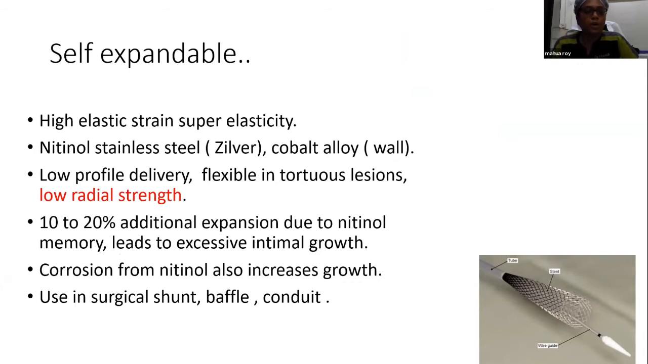It can take a shape of any curvature, but the radial strength is very low. You may think that the 10 to 20% additional expansion with the nitinol stent due to its memory may be advantageous, but in reality, it is not advantageous. It leads to excessive intimal growth. So most of the time, pediatric cardiologists only use such stents in places like a surgical shunt, baffle, or conduit.